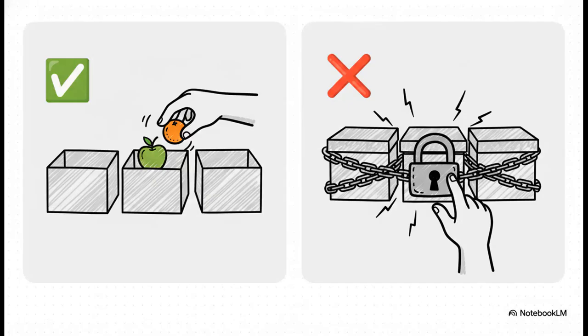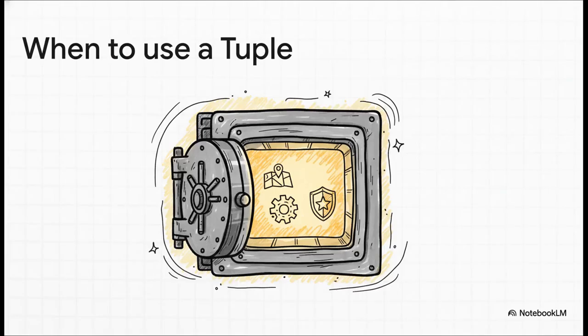And here it is, the one huge difference. With our list, swapping an item out, no problem at all. But if you try to do that same thing with a tuple, bam, Python throws an error and stops you in your tracks. And that's because tuples are immutable. It's a fancy way of saying once you make it, you can't change it. Ever. So you might be thinking, why on earth would I want something I can't change? Well, it's all about safety.